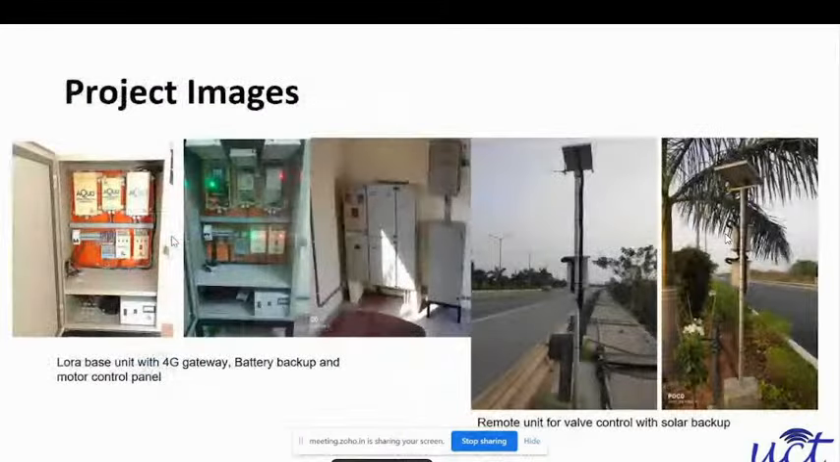And here are some of the images from a project site. This one is a solar-powered LoRaWAN node which is controlling the valve, and here is our whole system, which is deployed with a battery backup, rain controllers, motor controllers, and along with our LoRaWAN 4G gateway.